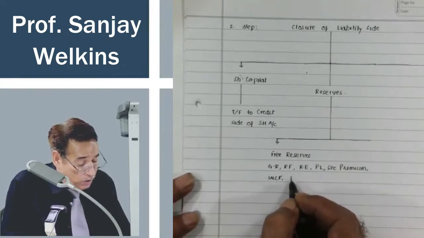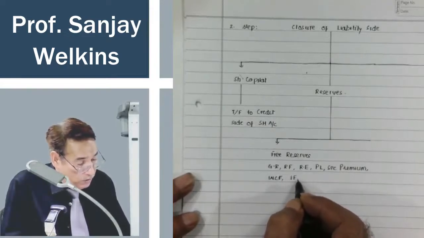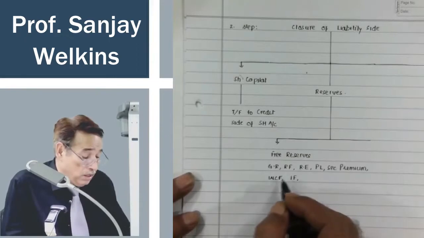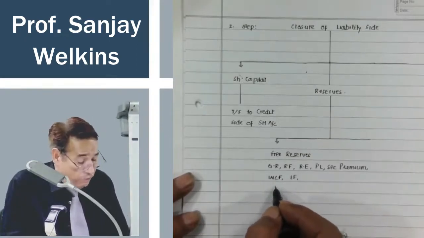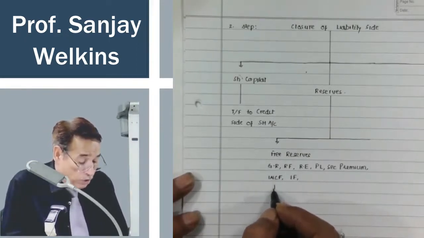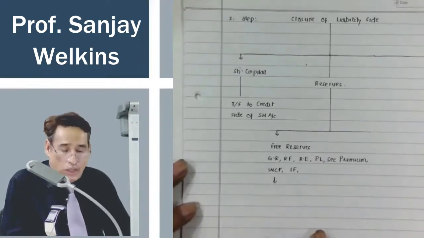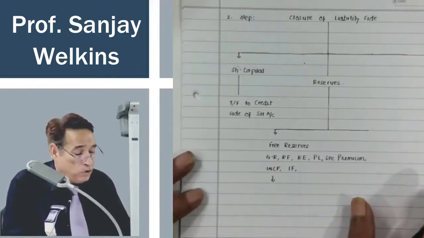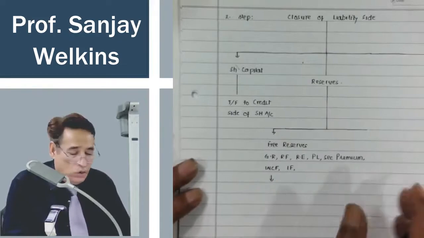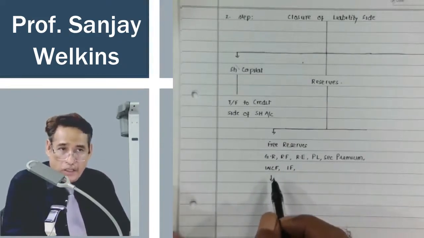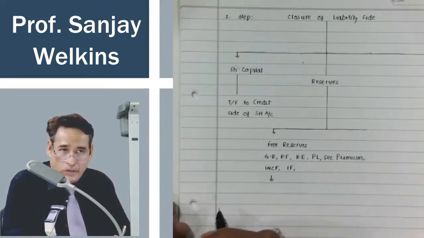Similarly, insurance fund, IF, insurance fund, correct? So all these are free reserves. Free reserves are nothing but a sort of accumulated profit. Through your efforts, you have accumulated and made so much savings. So why in the world would you hand that over? You are not going to transfer it to the purchasing unit.